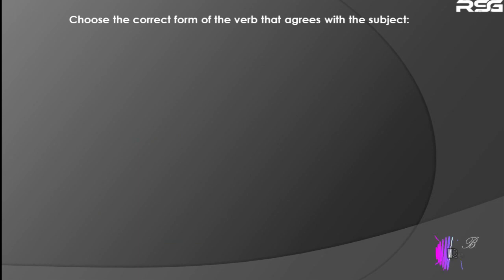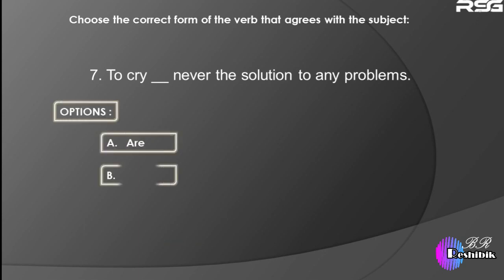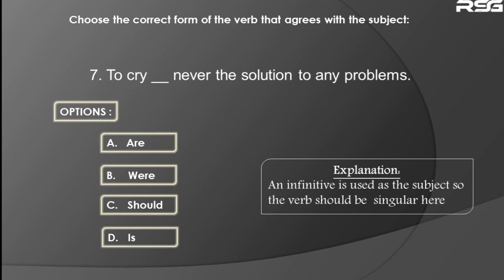Sentence number 7 says, "To cry dash never the solution to any problems," and your options are were, should, and is. Now, you know what an infinitive is, right? Usually an infinitive begins with "to". So an infinitive is used as a subject. In this sentence, the word "to" marks an infinitive, and the infinitive is used as a subject. So the verb should also be singular here.